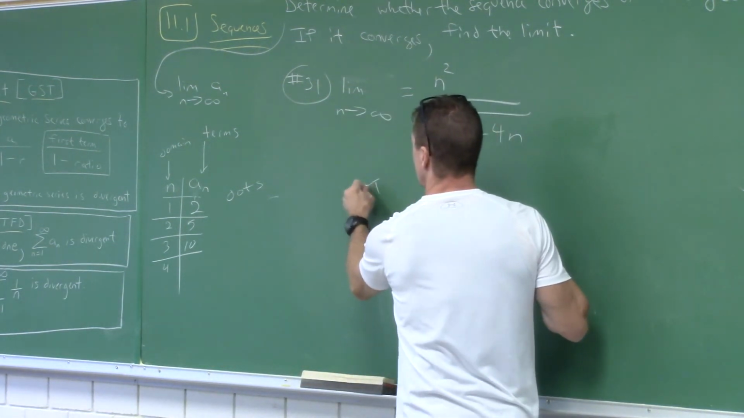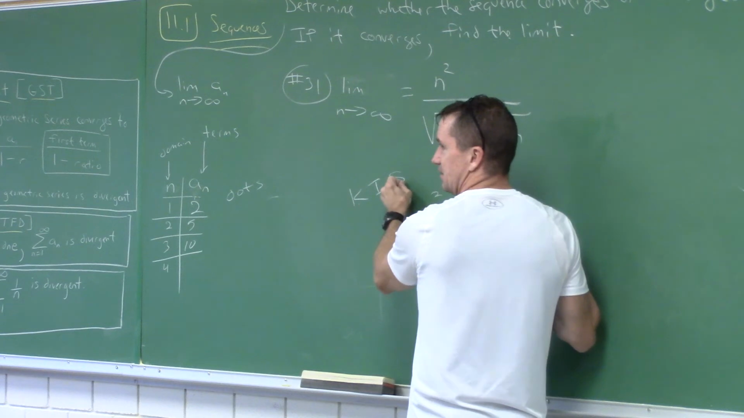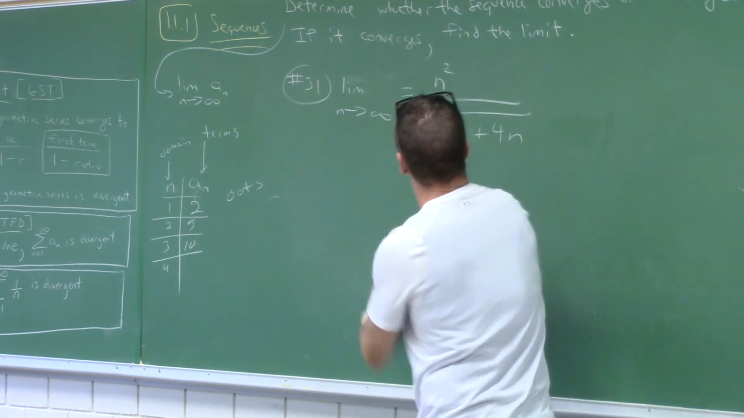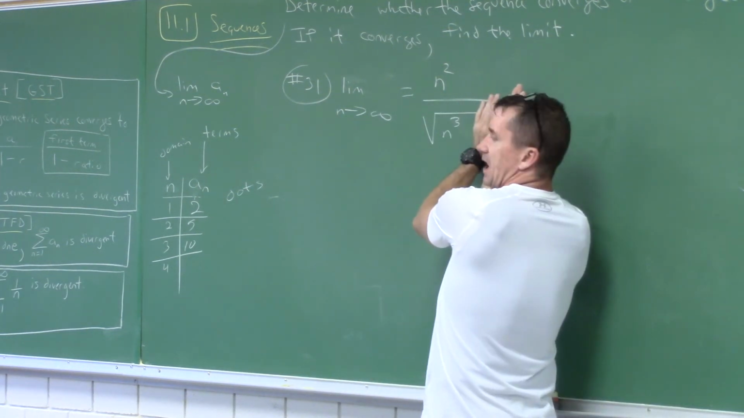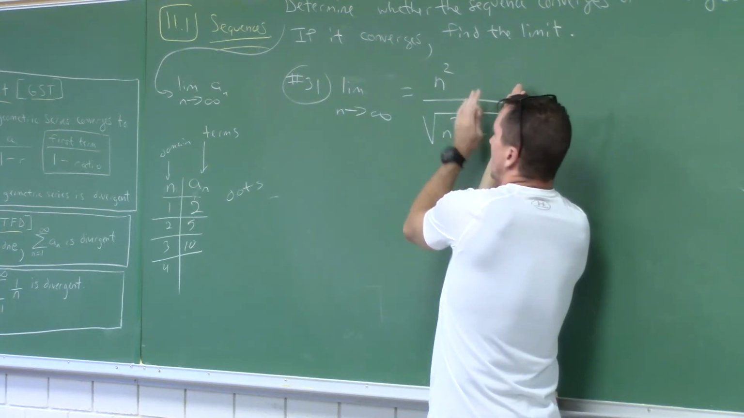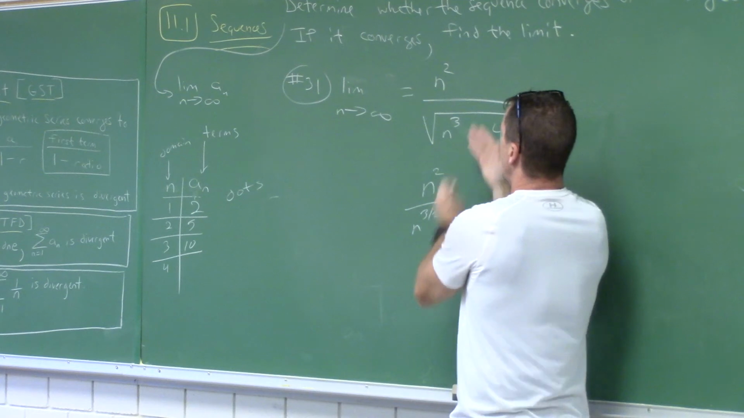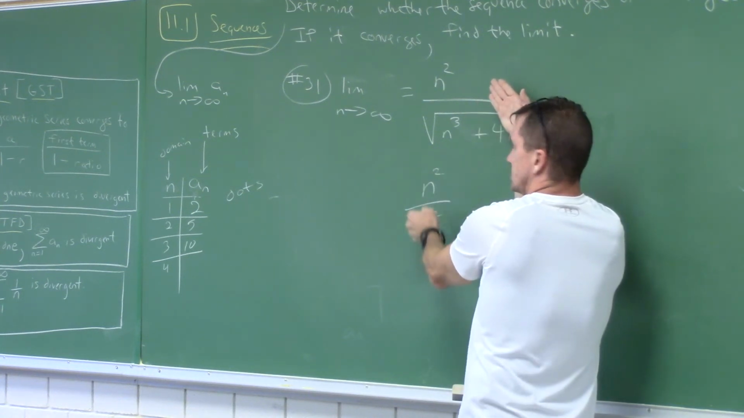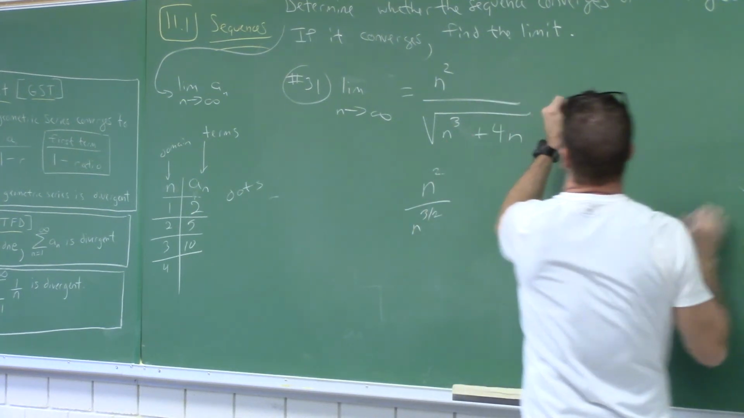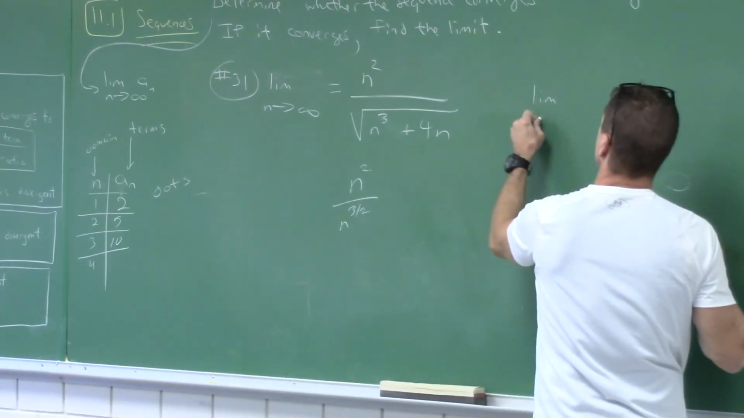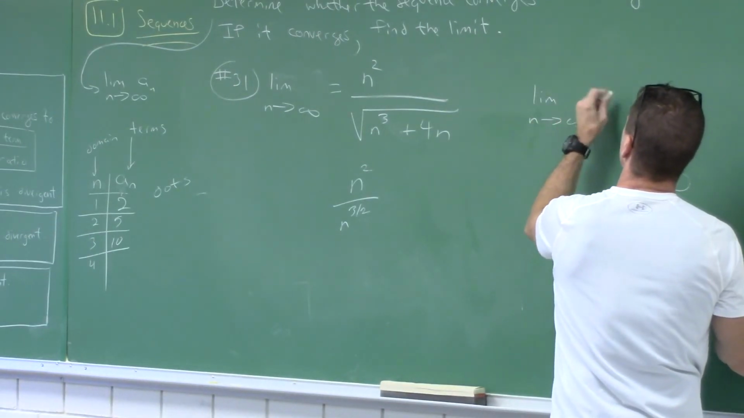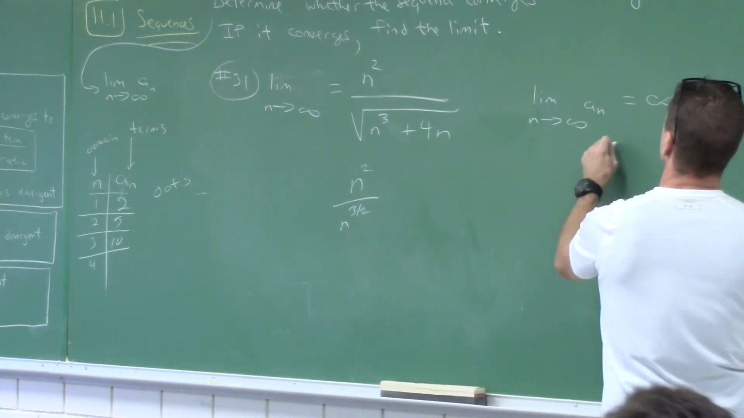Keep it simple. We're like, can we just look at this and go, all right, this is really what's powerful. We want to look at what's going on with that. And you got an n squared over what? And this is heading towards infinity because that power is higher than that power. So I'm going to write it down here. The limit as n approaches infinity of a sub n, it's divergent.